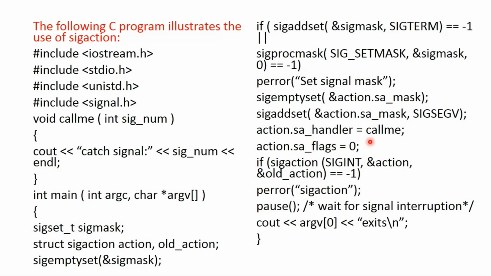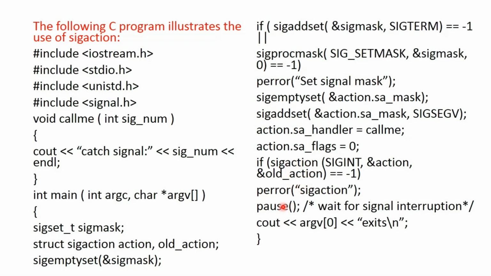You are trying to add one more signal to the signal mask, which means you are trying to block the signal that is generated due to a segmentation fault. For that you are adding it by the API sigaddset, and then for sa_handler you are assigning the value call_me. call_me is a user defined function to handle the signal. The sa_flags equal to 0, so initially the flag value will be 0.